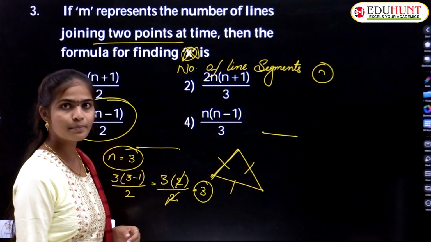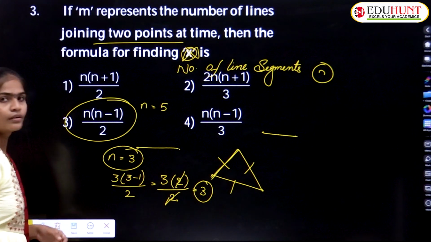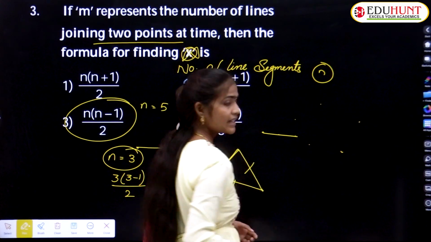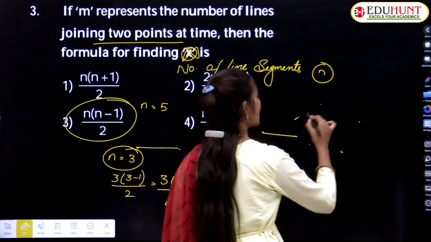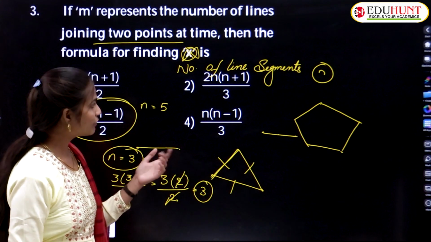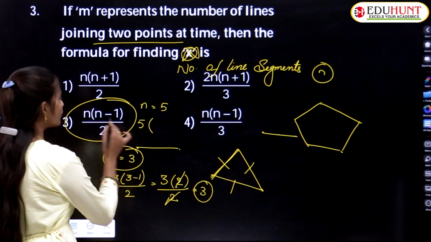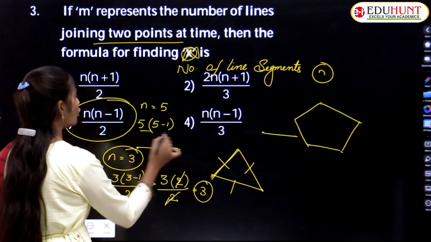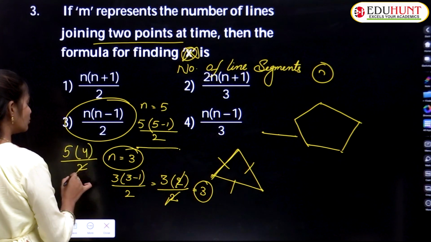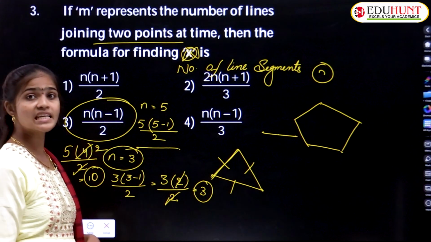So let us take one more example. For example, here n is equal to 5. Let us take any 5 dots, any 5 points. By using 5 points, how many line segments do we have in this figure? The figure has distinct points only, no. So just substitute 5 into 5 minus 1, whole by 2. So 5 into 4 whole by 2, which is equal to 10. So 10 line segments.